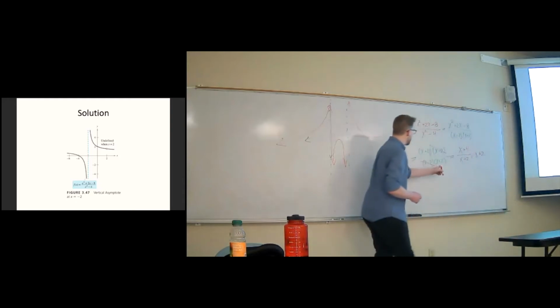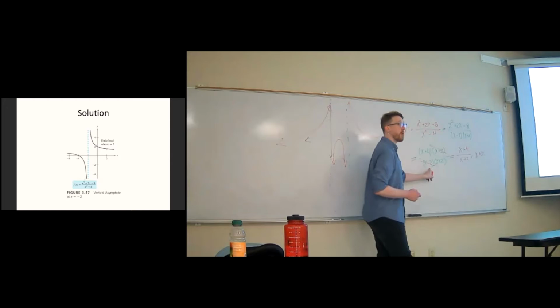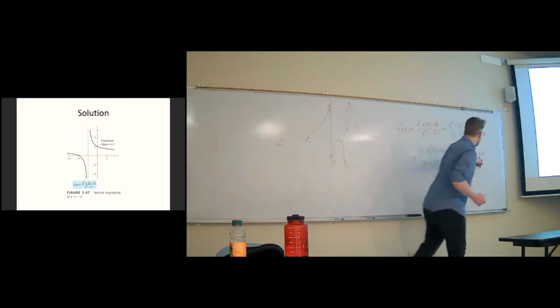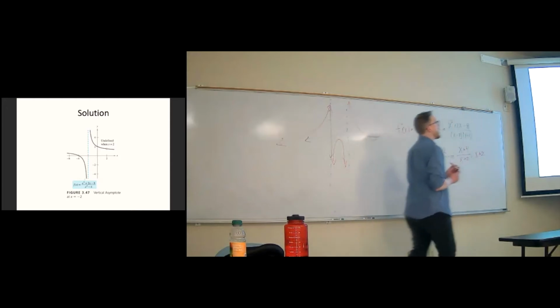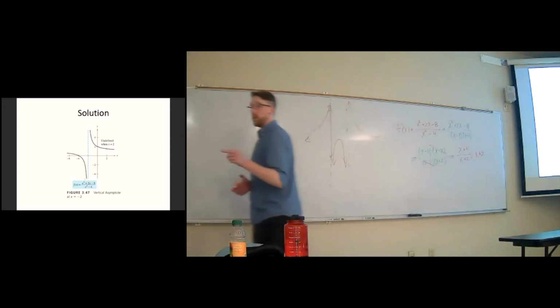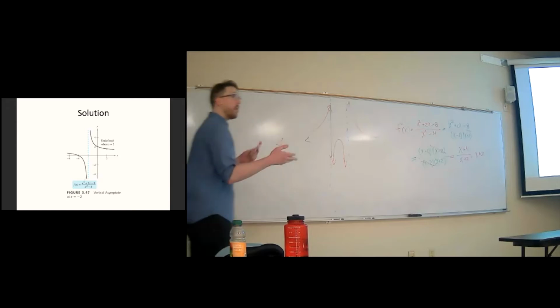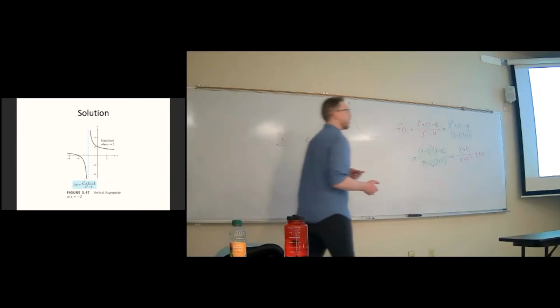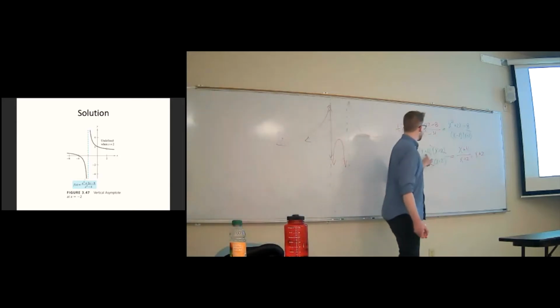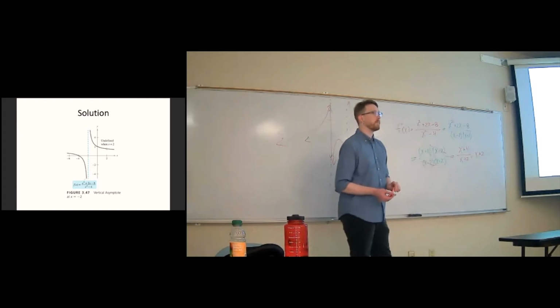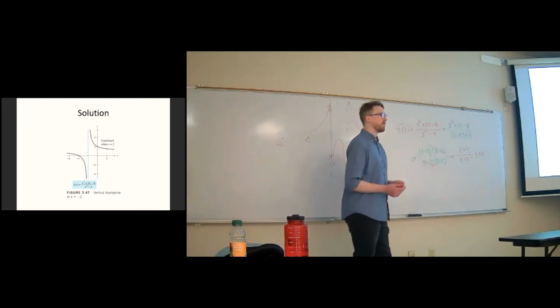Because we removed one of the zeros in the numerator, we have to denote it here. And that's why instead of having two asymptotes, we only have one. It's because one of those possible asymptotes was able to be factored out. Is everybody cool with this?